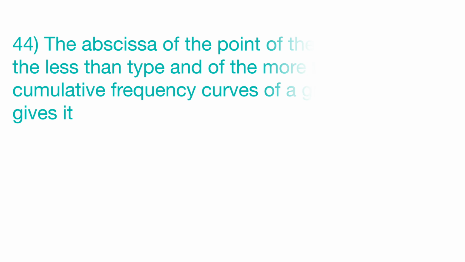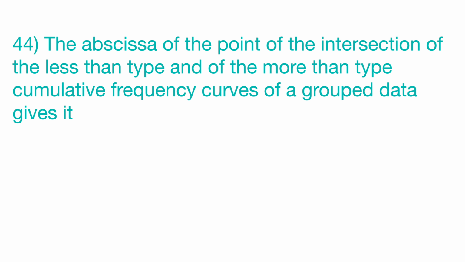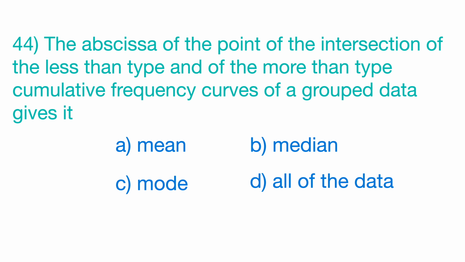The abscissa of the point of intersection of the less than type and more than type cumulative frequency curves of grouped data gives its, we have 4 options: mean, median, mode, and all of the data. To solve this, I have used data already available in the CBSE textbook, in the chapter Statistics, particularly table 13.13 and table 13.14. So I have taken values from these two tables and made a plot.